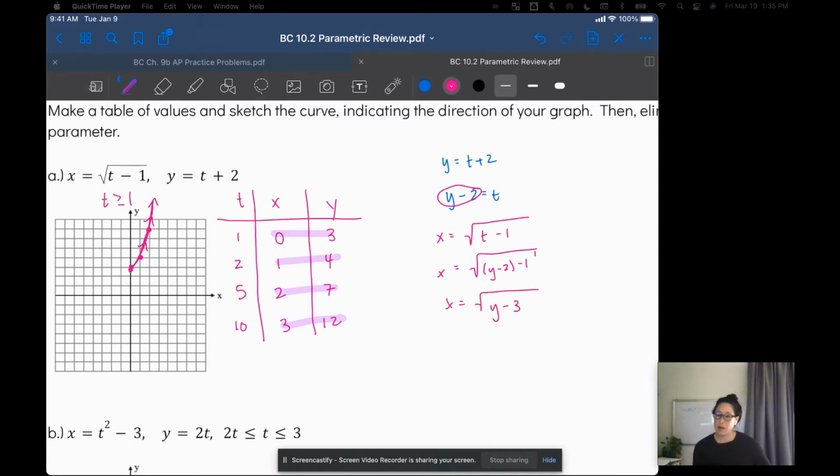And then I want to write this equation in terms of x because it makes sense in my mind. So I'm going to square both sides, leaving me with x squared is equal to y minus 3. So y is equal to x squared plus 3. Okay, so this is my rectangular equation with my parameter eliminated.